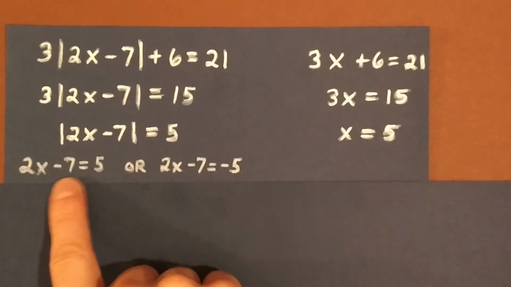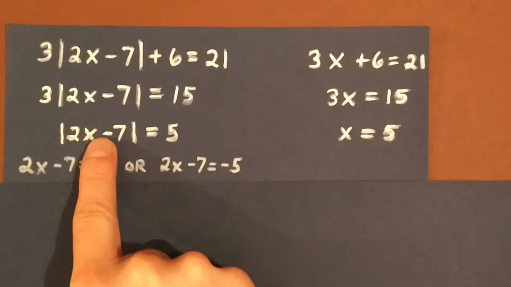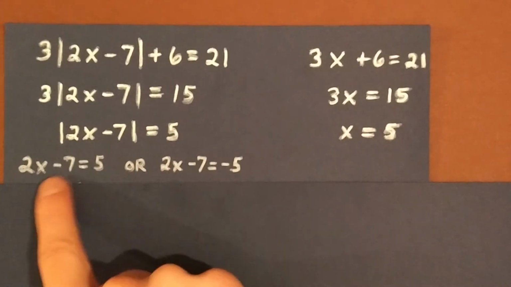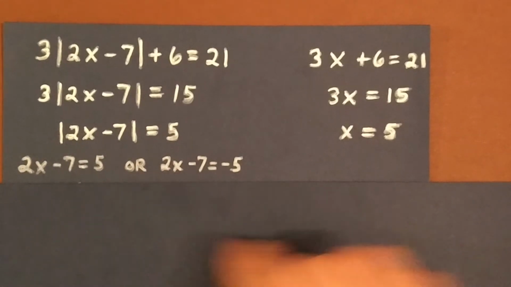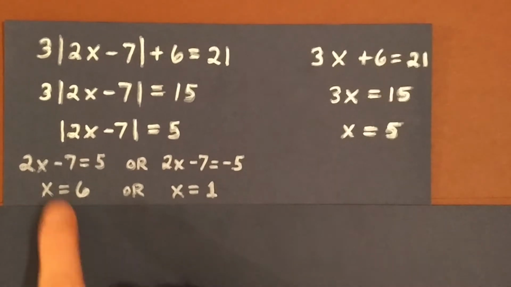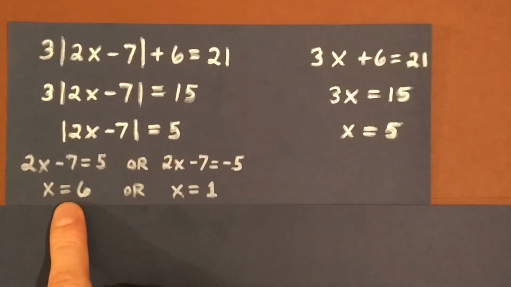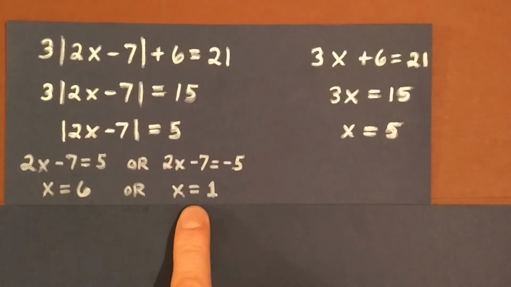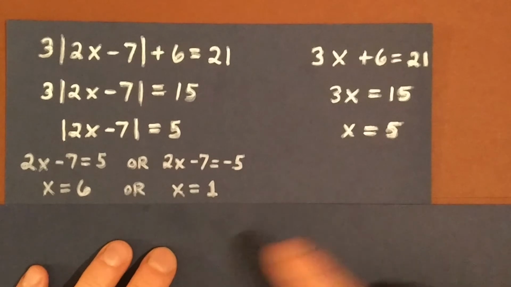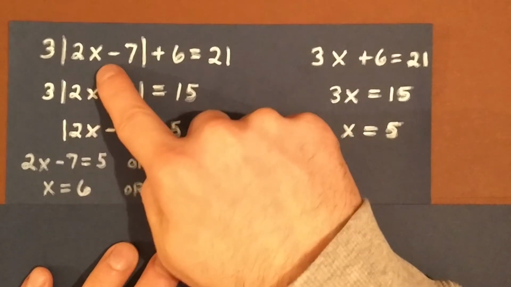So 2x minus 7 equals 5, that's one possibility, or 2x minus 7 equals negative 5. And then we just solve these two equations separately. So here we get x equals 6, and here we get x equals 1. And we could check these answers in our original equation.